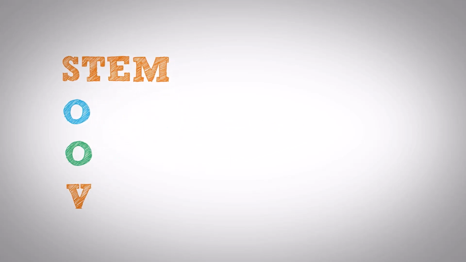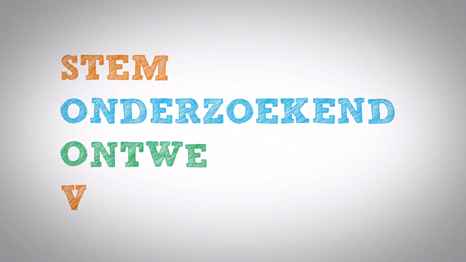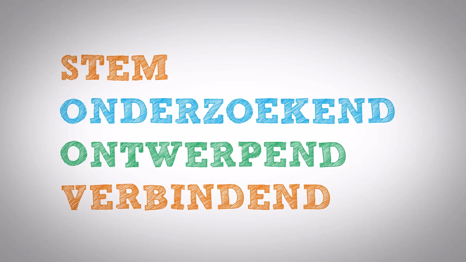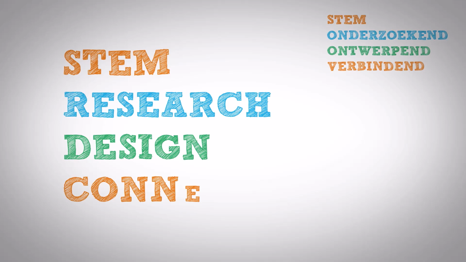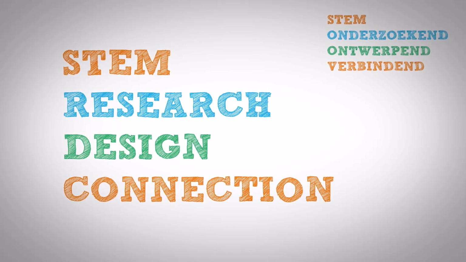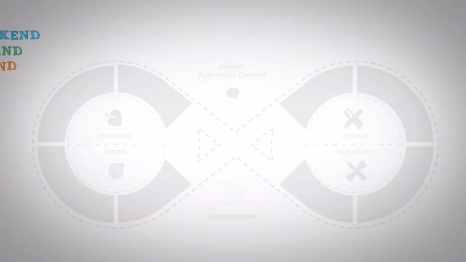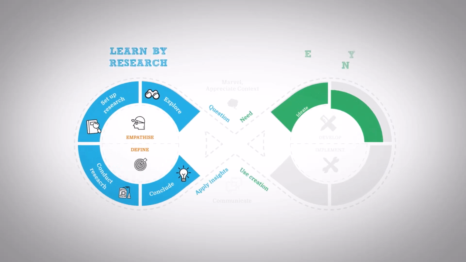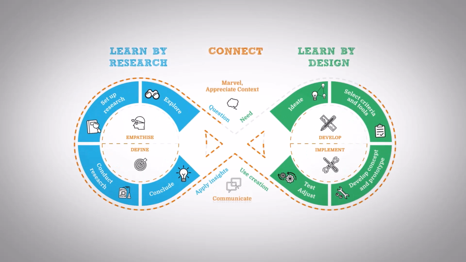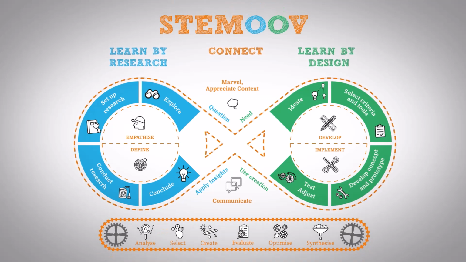STEMOOV is an acronym for STEM onderzoekend, ontwerpend en verbindend leren. This translates to learning STEM by research and design through connection. The STEMOOV model is a didactical model and is used to shape STEM education from pre-primary to higher education. The STEMOOV model consists of three main parts: learn by research, learn by design, and connect, and it places a dynamic and flexible research and design process at the center.